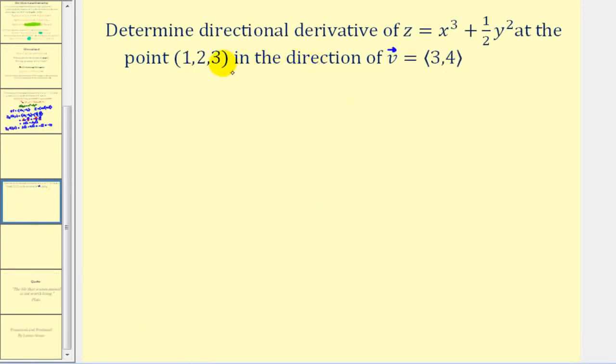In this example, we want to determine the directional derivative of this function at the point 1, 2, 3 in the direction of the vector with components 3, 4. So this tells us that f of xy is equal to x to the third plus 1/2 y squared. Now to determine the directional derivative, we have to determine the unit vector in the direction of vector v. So we're going to have to normalize this vector.